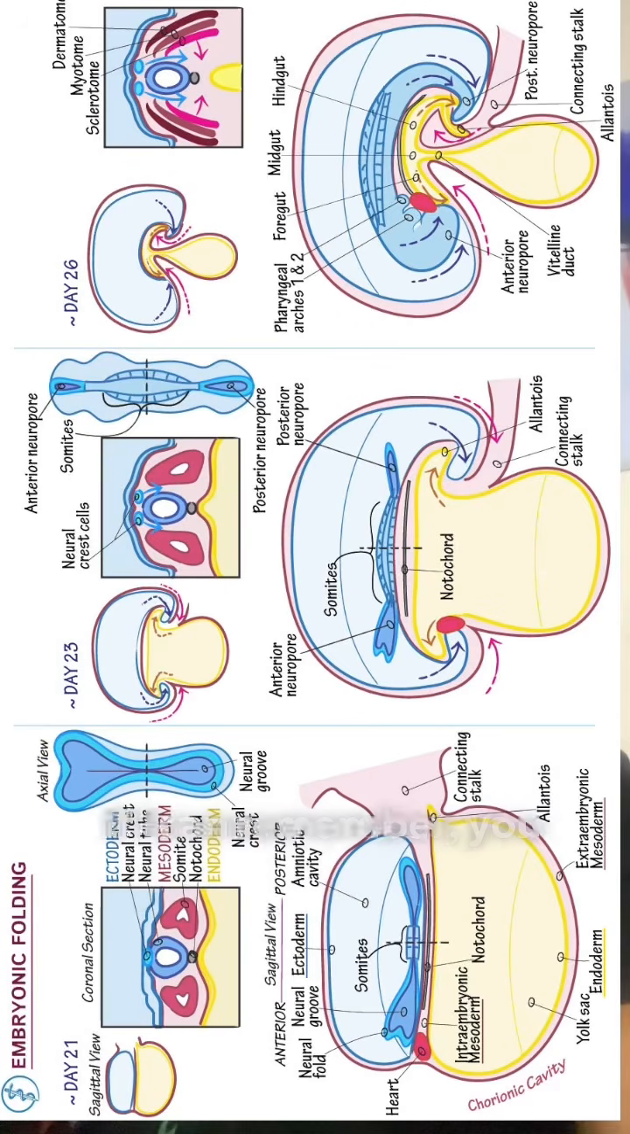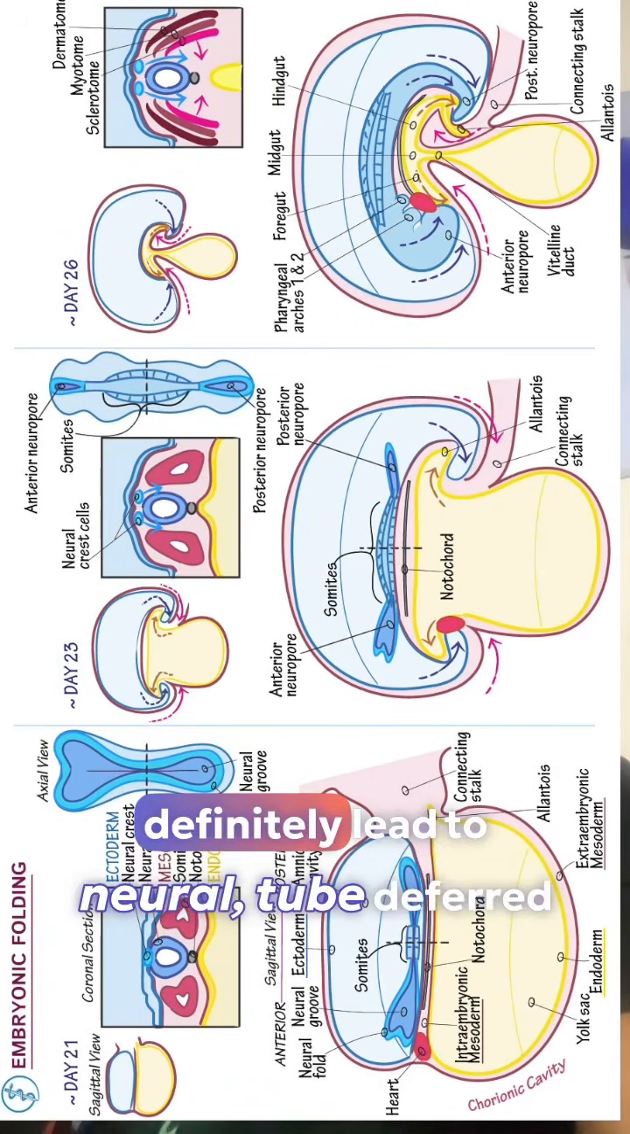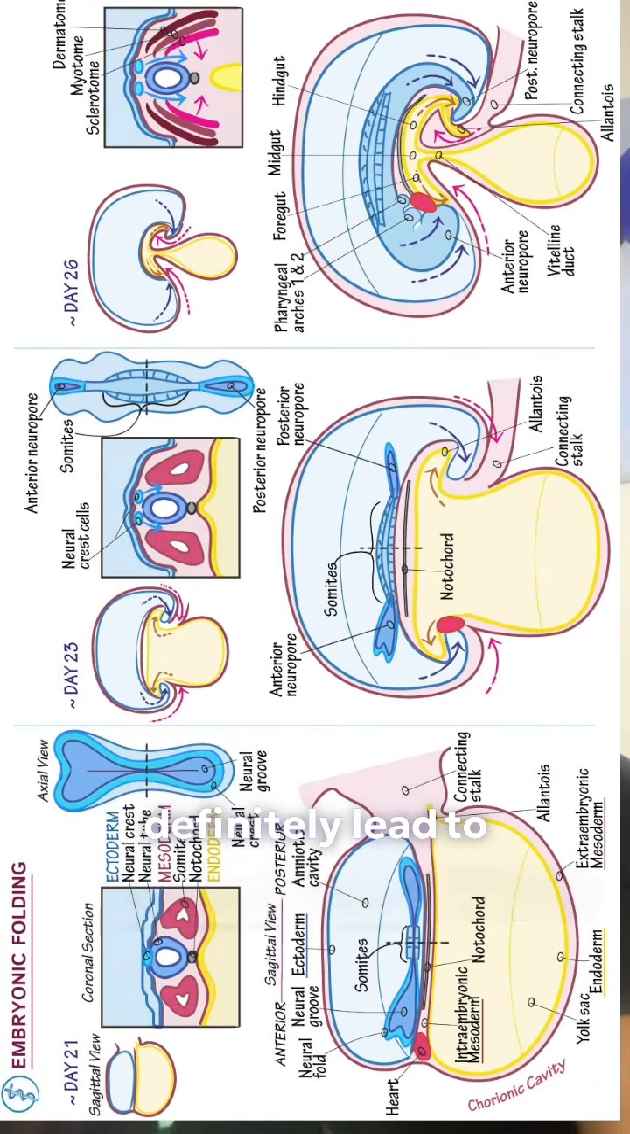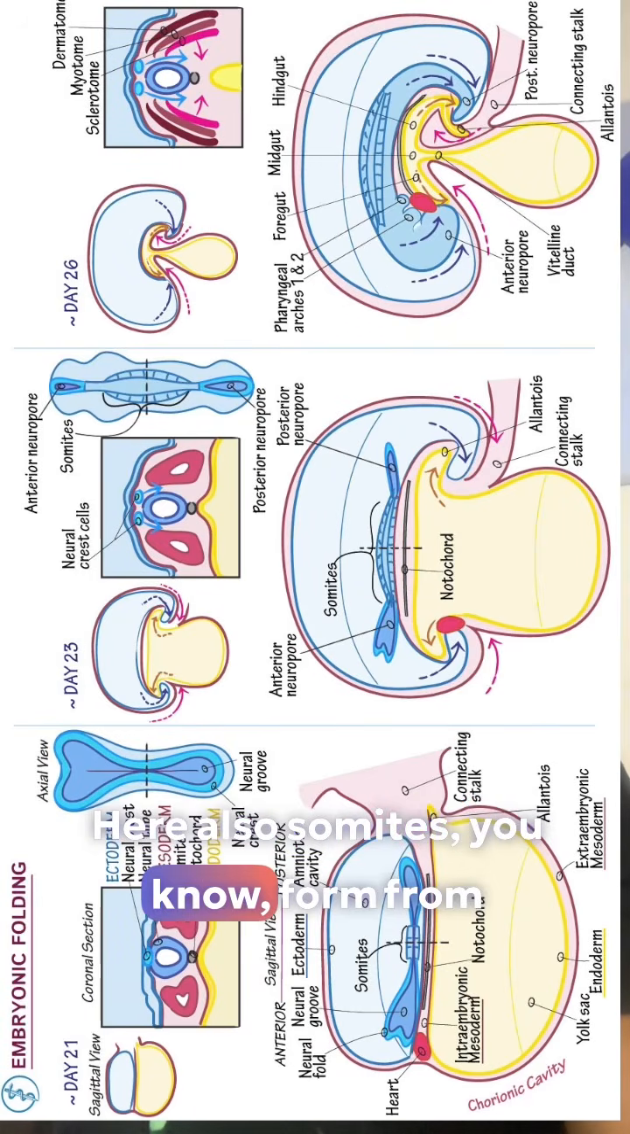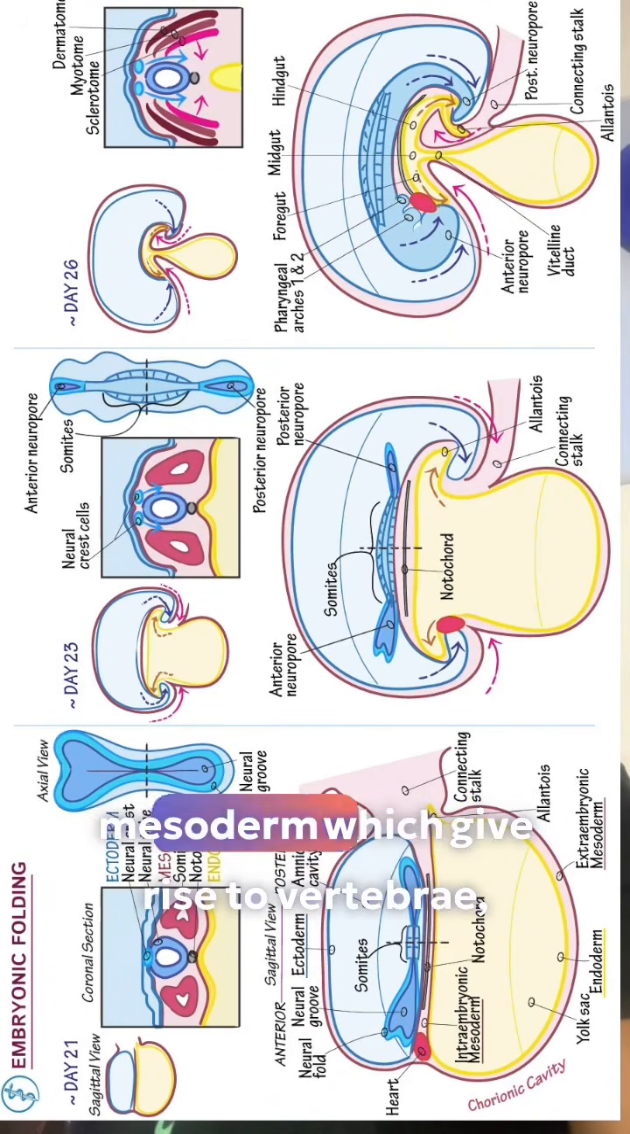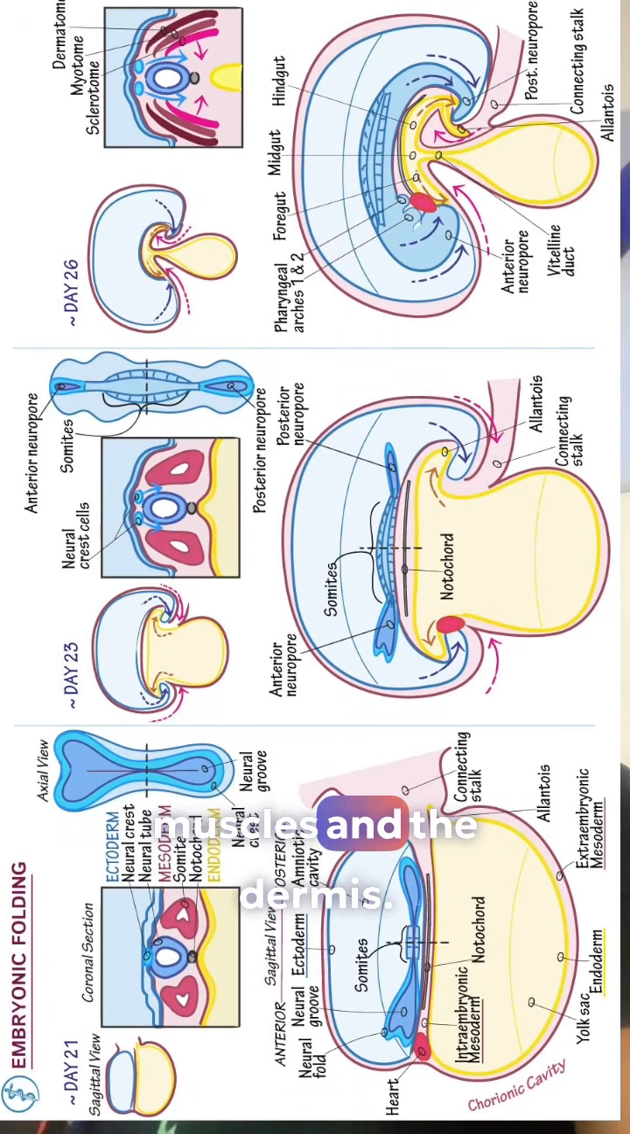Failure of this closure definitely leads to neural tube defects, that's anencephaly and spina bifida. Here also somites form from paraxial mesoderm, which give rise to vertebrae, skeletal muscles, and the dermis. Then also the heart tube. The primitive heart tube begins beating around the 22nd to 23rd day. I'm going to make a video on development of the cardiovascular system in the embryo.